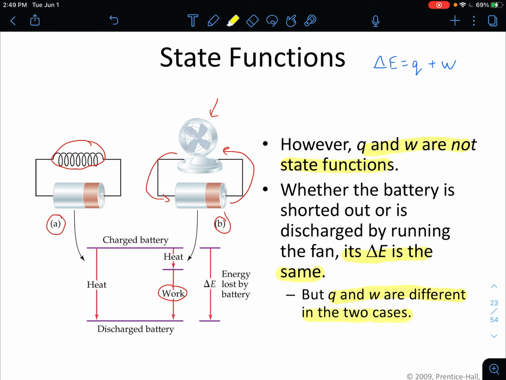So that's an important thing to talk about, right? The internal energy change could be the same from state A to state B, but what fraction of it comes from heat flow and what fraction of it comes from mechanical work, that could vary from one case to the other. So for that reason, we'd say the internal energy E is a state function, but the heat flow Q and work function W are not state functions.